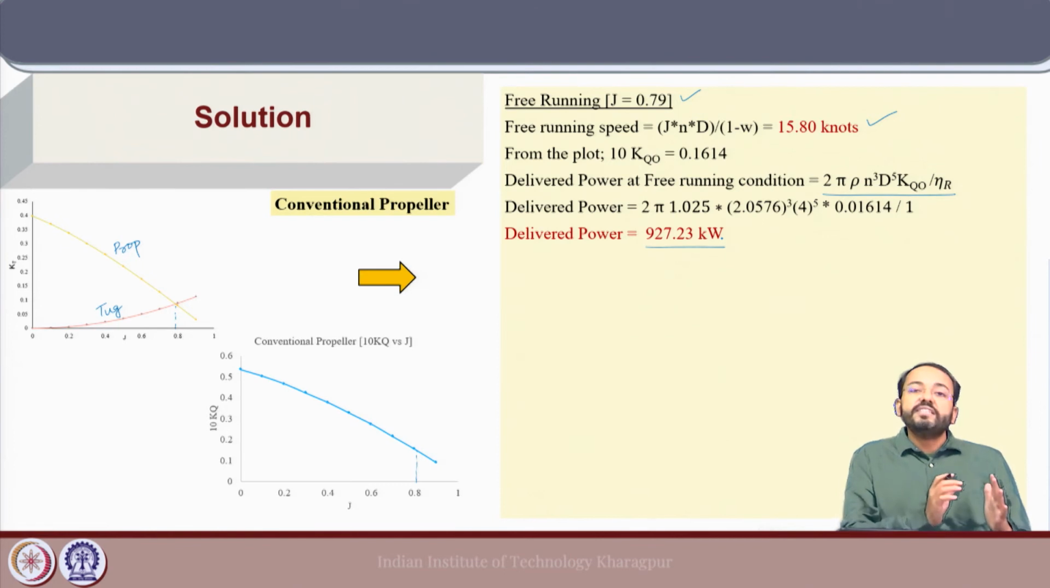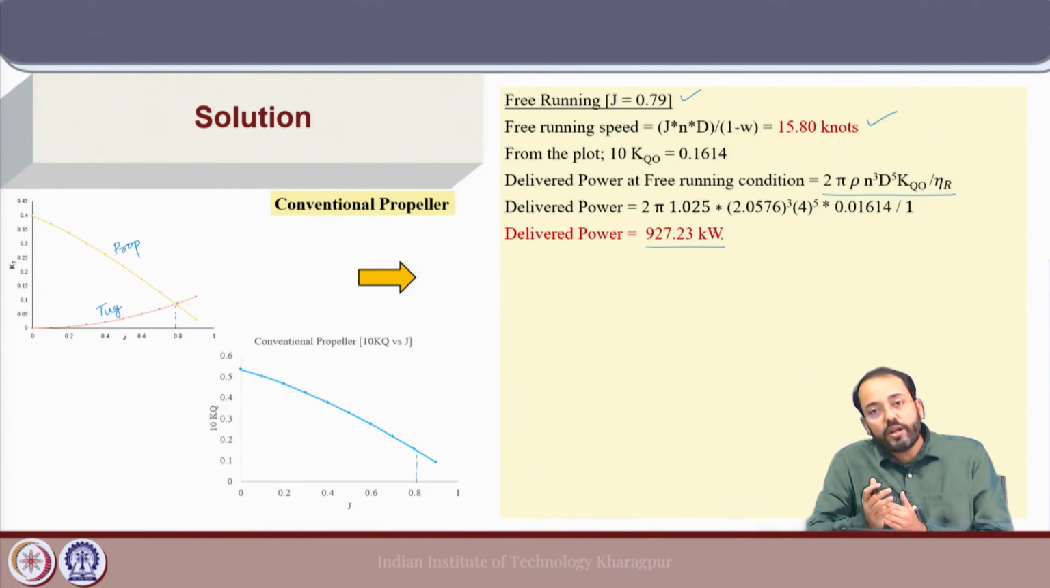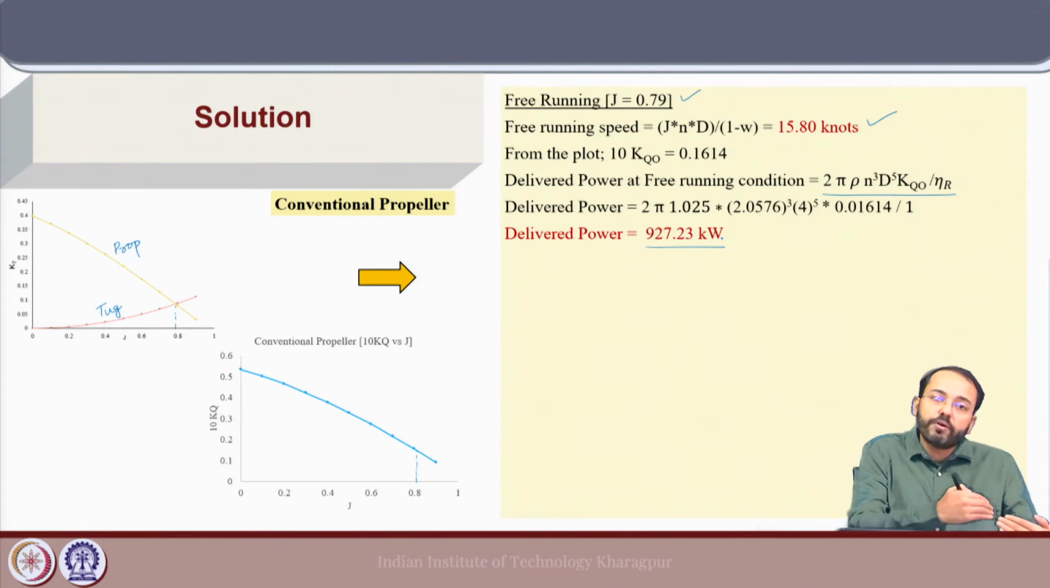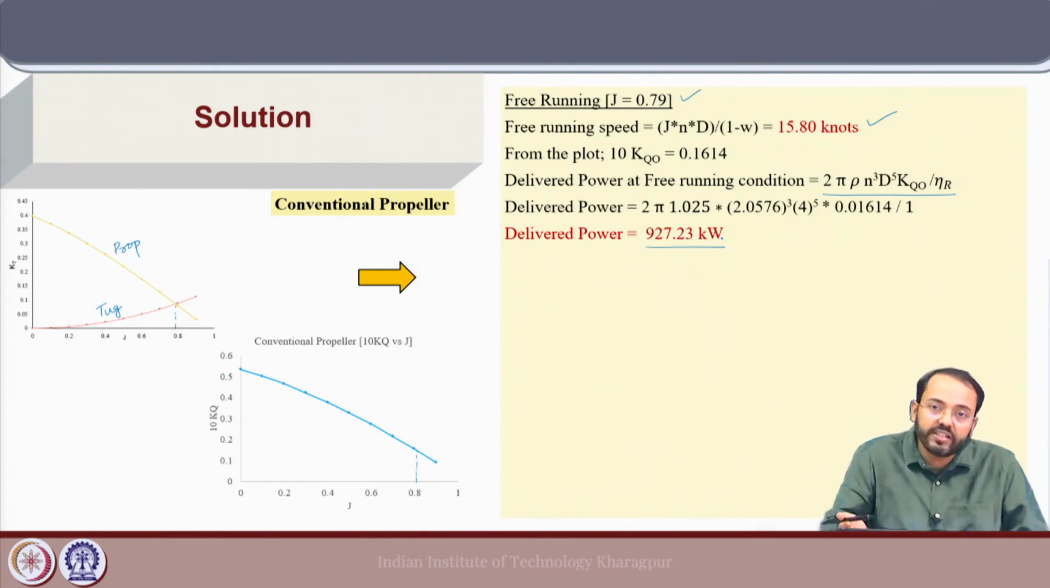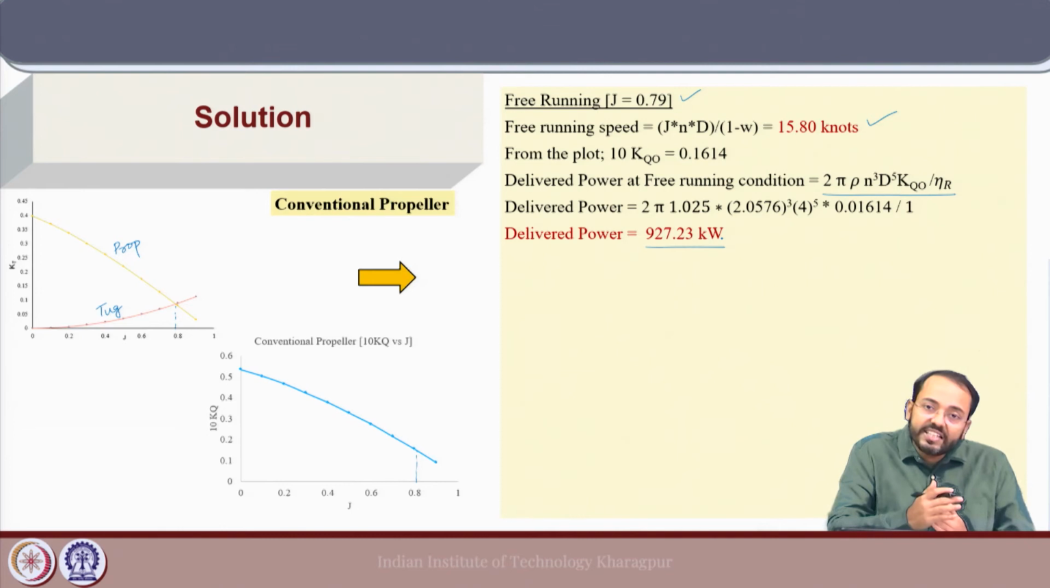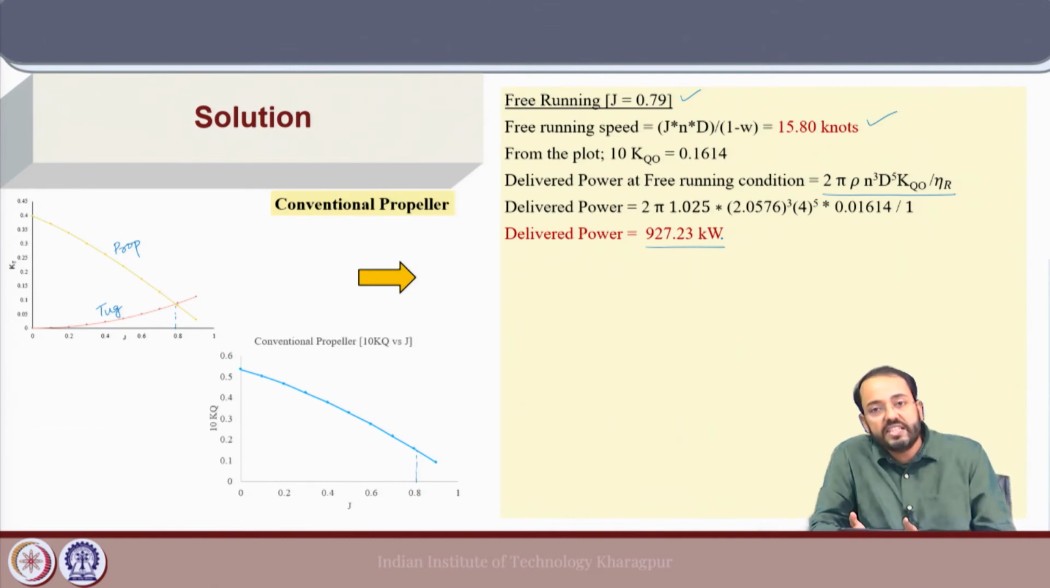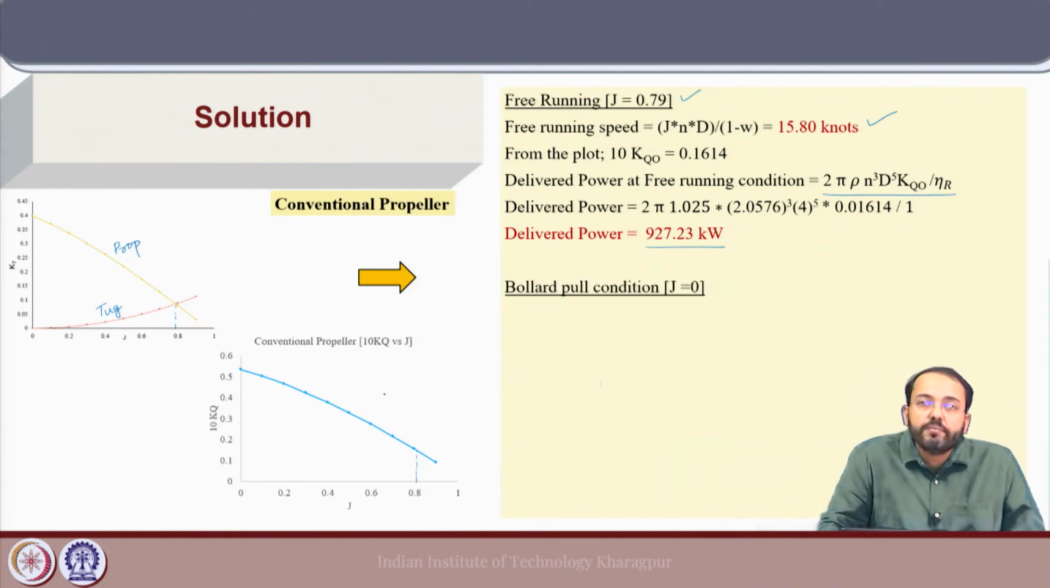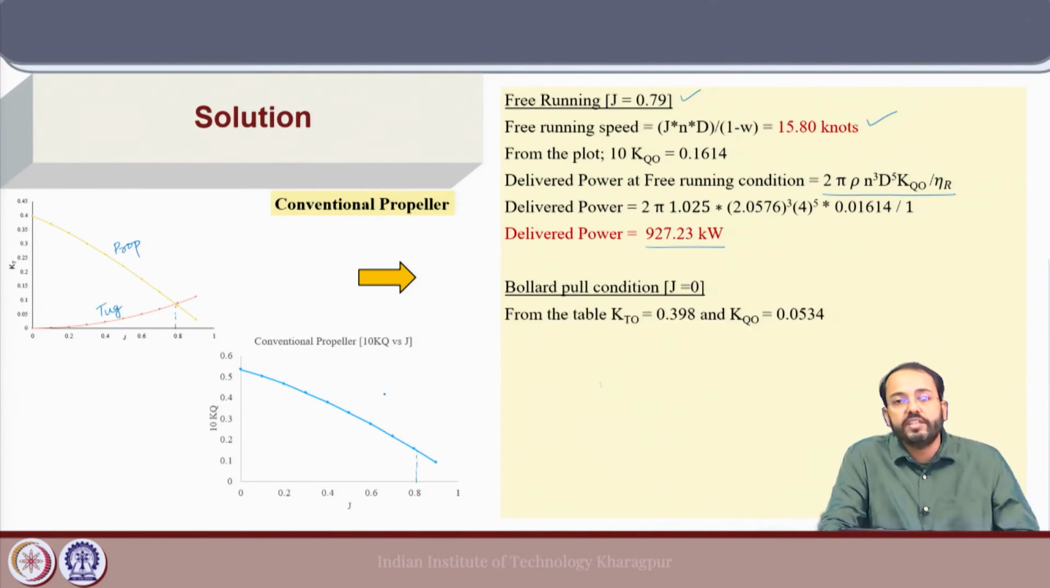So, the concept here is we use the intersection point of the KT requirement from the tug and the KT provided in the open water diagram, which is KTO for the conventional propeller. The same process will be repeated also for the ducted propeller. For that intersection point, we find the advance coefficient J, and at that advance coefficient we calculate the free running speed. Next, we move on to the Bollard pull condition, where the advance coefficient J is equal to 0.